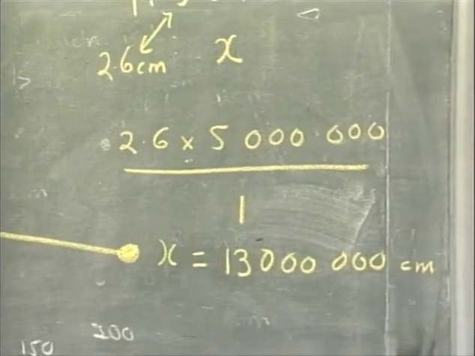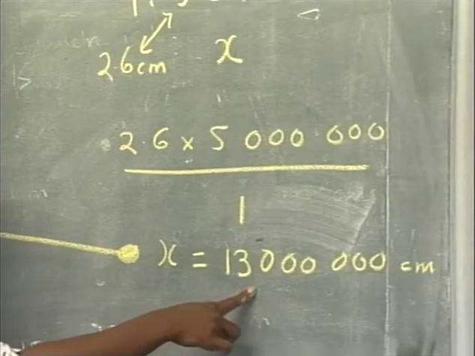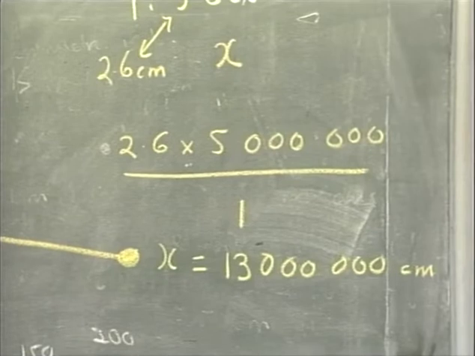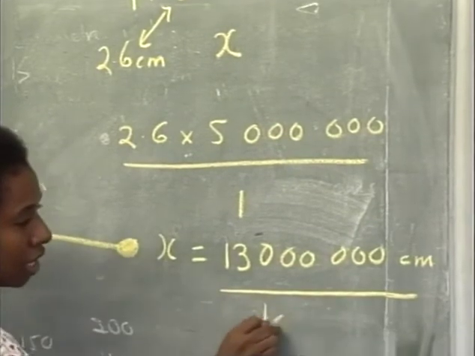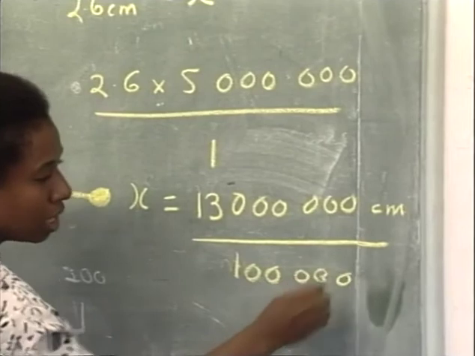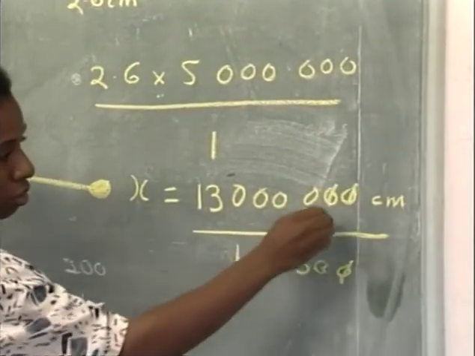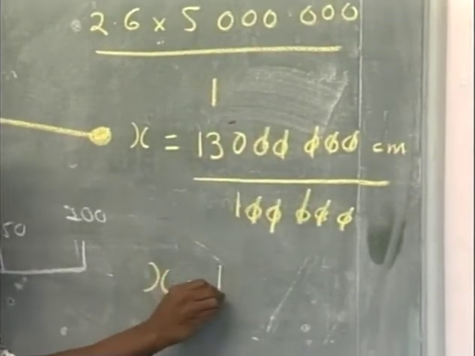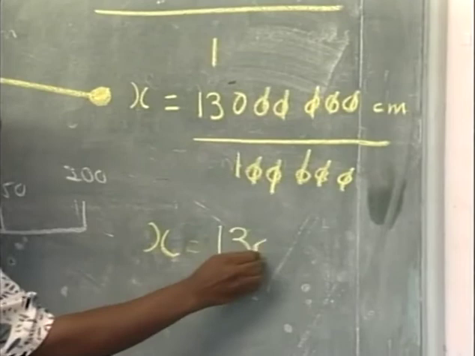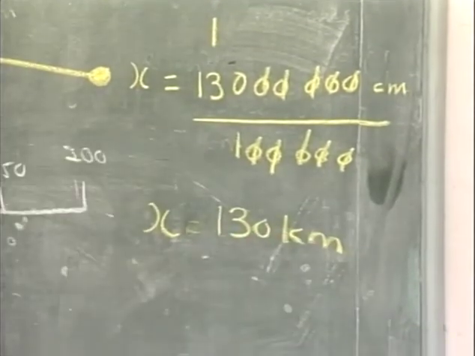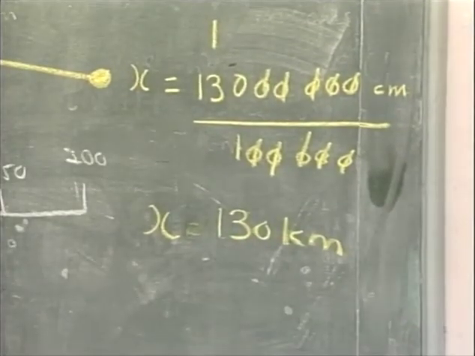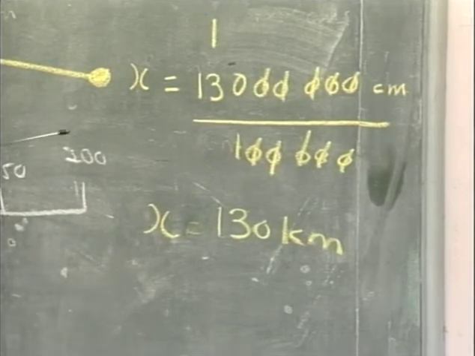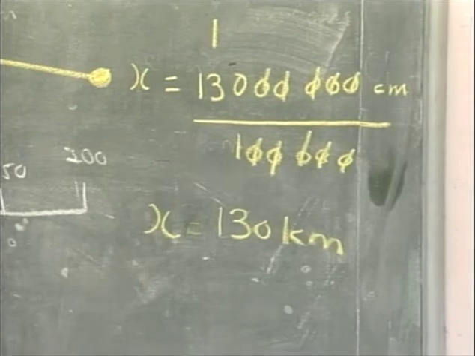And it will be in centimeters. So if we want to convert these centimeters to kilometers, what do we need to do? We divide by 100,000. So we divide this by 100,000 to get our answer into kilometers. We cancel out the zeros. And x then is 130 kilometers. Isn't that the same as what we've got for this calculation here? Yes, so that is another method we can use for the calculation of our distance.